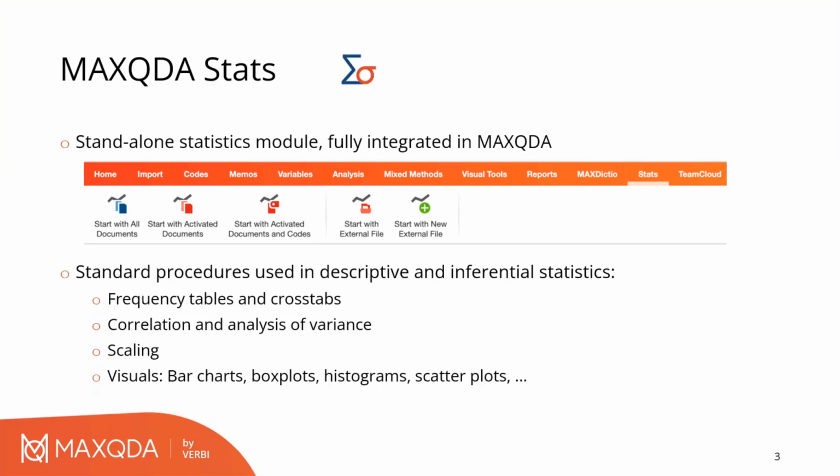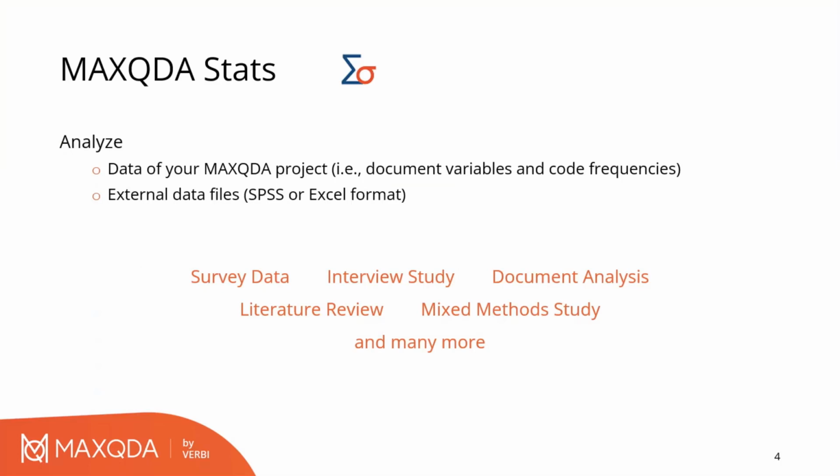The features that are available are listed here. We have the option to create frequency tables and crosstabs. We can create correlations and we can perform an analysis of variance. We can perform scaling, so we can create scales. And we have also options for creating bar charts, box plots, etc. So we have the option to visualize our results. If we put it together, we can say that we have standard procedures which cover the descriptive and inferential statistics in MAXQDA Stats.